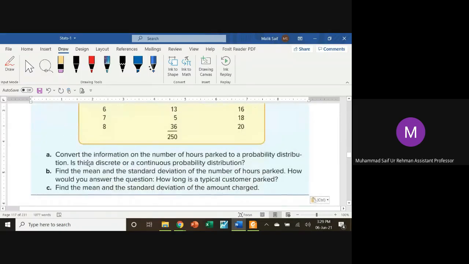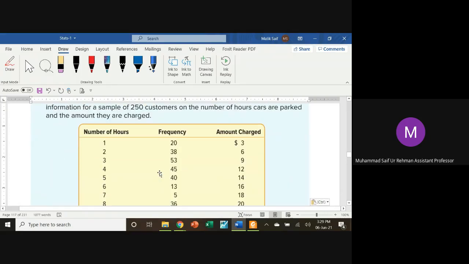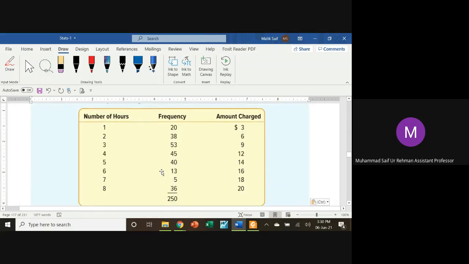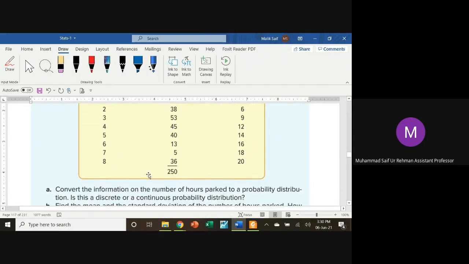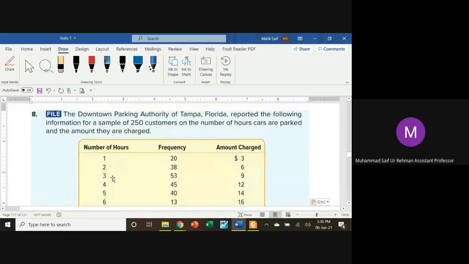Now what is required? Convert the information on number of hours parked to a probability distribution. Is this a discrete or continuous probability distribution? You will say that this is a discrete probability distribution because there are certain gaps, as you can see, in the number of hours and in the amounts charged.